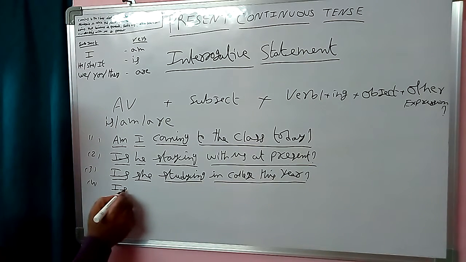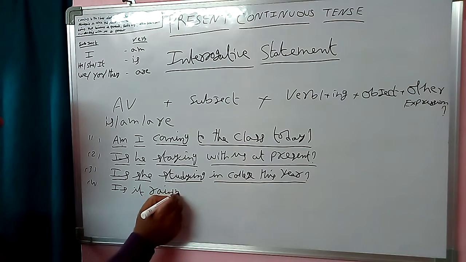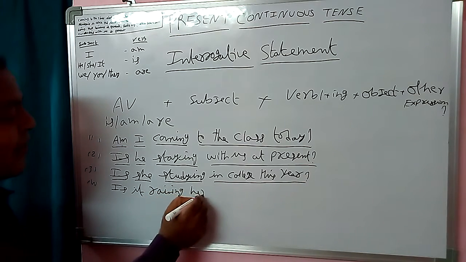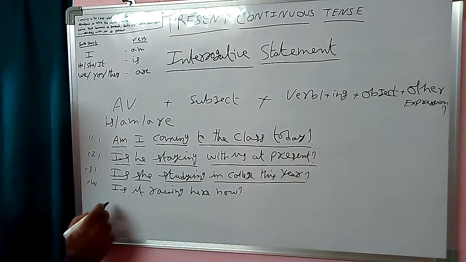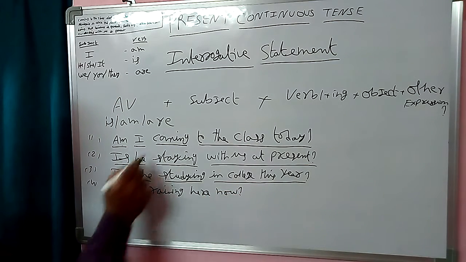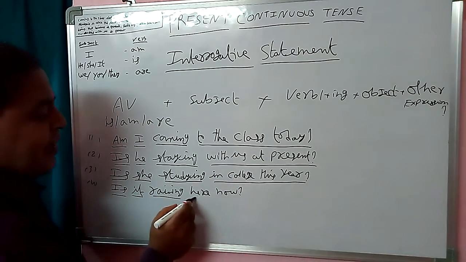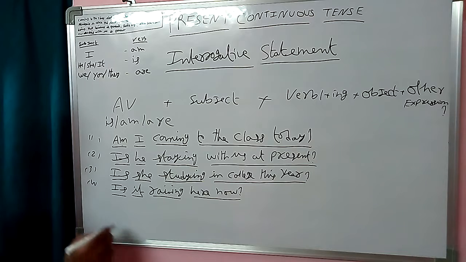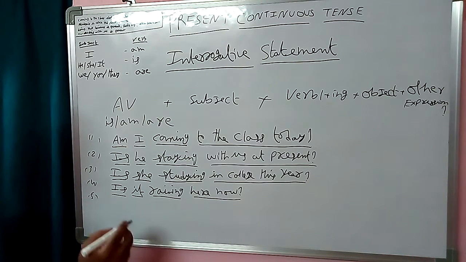Is it raining here now? Is, auxiliary verb. It, subject. Raining, verb 1 plus ing. Here now, object and other expression. Is it raining here now?